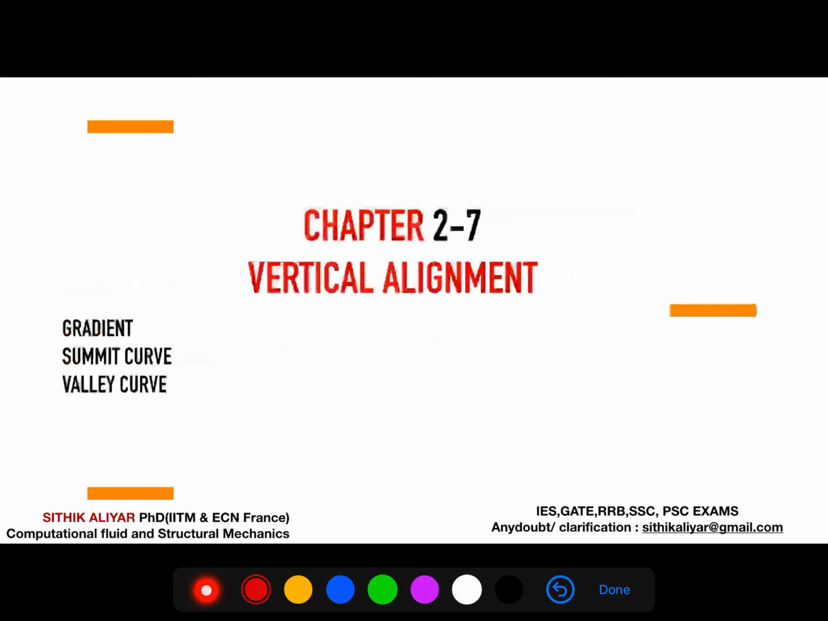With this we have completed the session on horizontal curves and also on straight roads. From the next session you are going to see the vertical alignment. In that we are going to see the gradient, summit curve and valley curve. Thank you, see you in the next session.